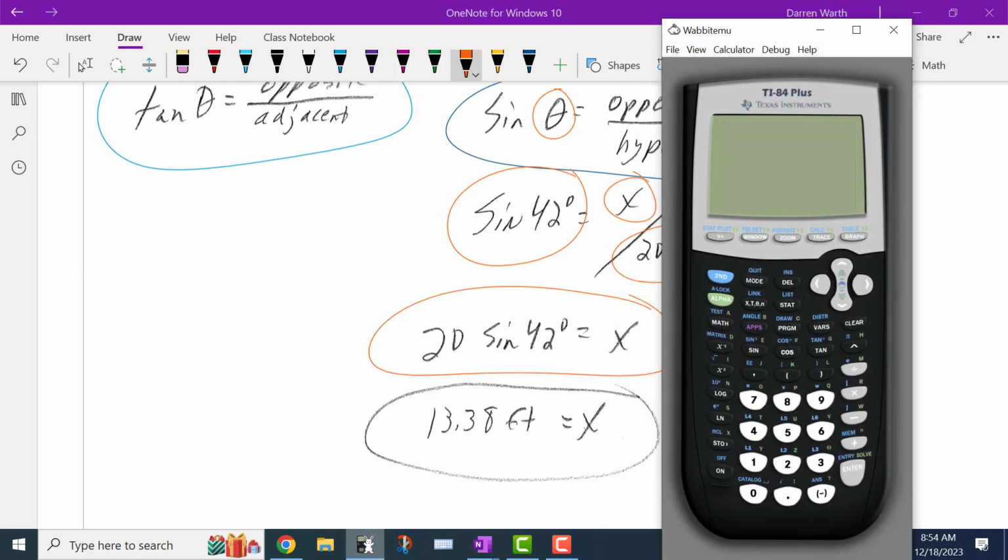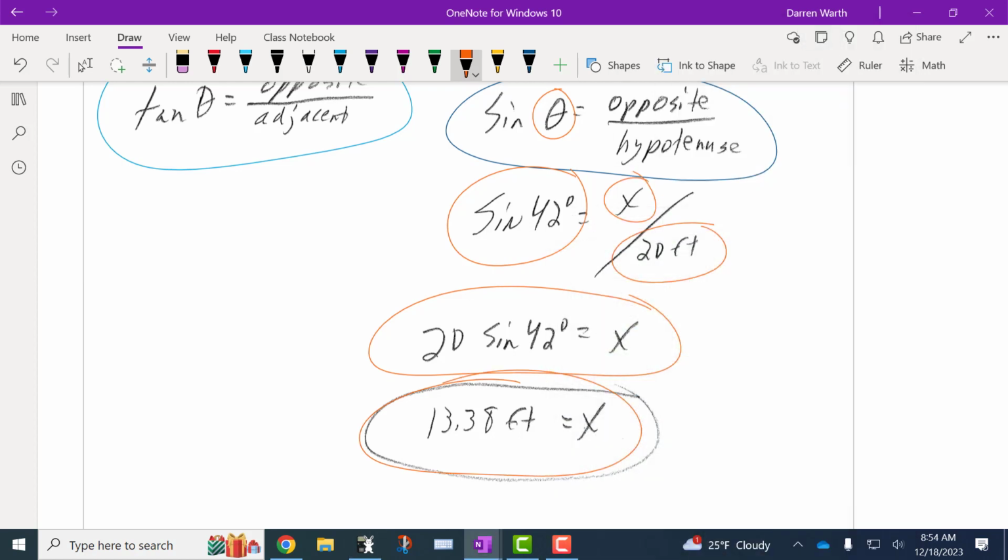Just take your calculator. Make sure that you are in degree mode. Once you're in degree mode, you can just go ahead and type it in exactly as you see it. So we're going to type in 20 times the sine of 42. Once you're done, just go ahead and hit enter. And it looks like your answer comes out to be 13.38 feet. That's how far up the wall the ladder reaches.